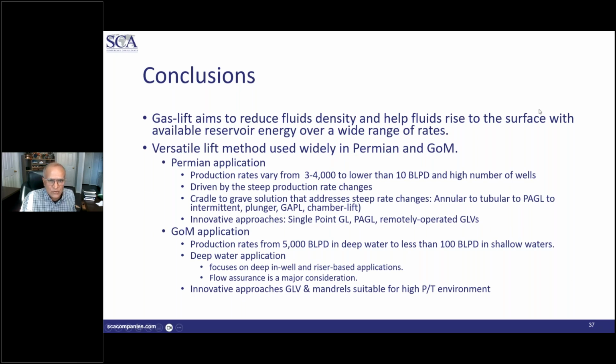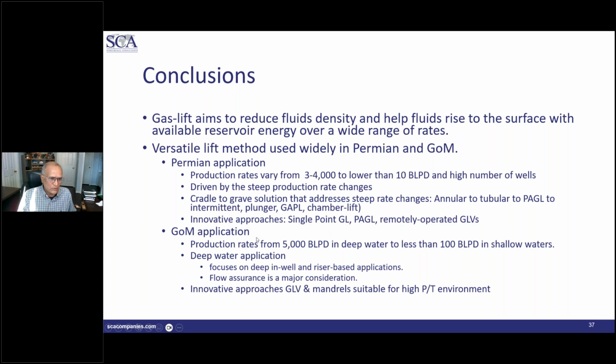Permian application can range from 3 to 4,000 to less than 10 barrels per day, though there is a higher number of wells. Its application is typically driven by steep production rate changes, meaning you have to think of how gas lift can provide a cradle to grave solution, from annular to tubular to pagal to intermittent plunger, gap valve and chamber lift. Innovative approaches, I mentioned two. There are many other things that have been tried also. There are some flow assurance issues in the Permian also, which I have not covered here, but we can talk in the class. But here we talked about single point gas lift, pagal, and remotely operated gas lift.